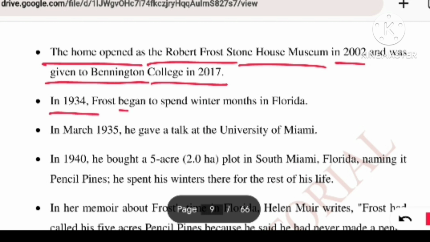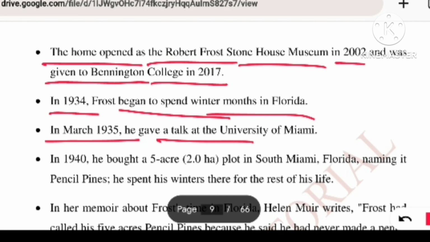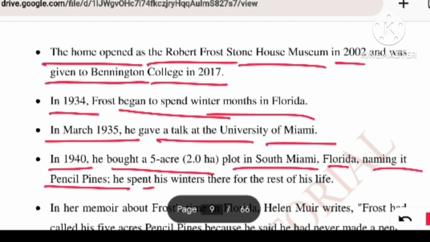In 1934, Frost began to spend winter months in Florida. In March 1935, he gave a talk at the University of Miami. In 1940, he bought a 5-acre plot in South Miami, Florida, naming it Pencil Pines. He spent his winters there for the rest of his life. Now see, his retirement, I must say, his old days were peaceful. He bought land and he used to write poetry there, while spending his winters.